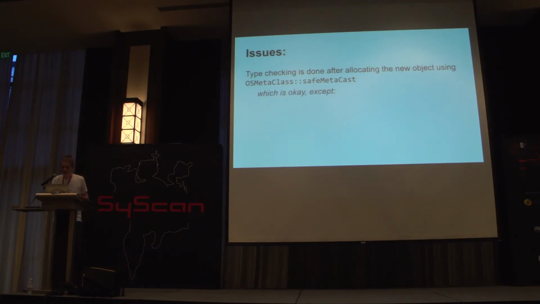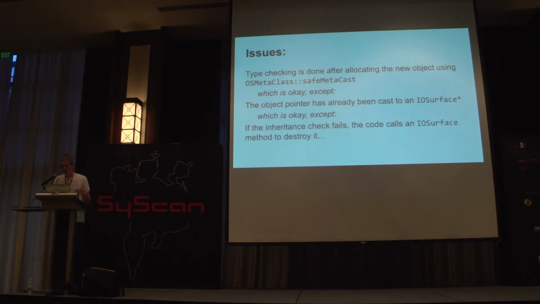That's kind of okay, there's no actual bug there, except, well, if you actually take a look at the disassembled code and work out what they must have done, what they've actually done is explicitly cast the return value of that call to the reflection API to an IO surface pointer. And remember, we've been able to specify any Iokit kernel C++ cast we want. So that's kind of okay, except you have to be really careful how you use that IO surface pointer. And what they in fact do is if the inheritance check fails, the code actually calls an IO surface virtual method to destroy it. And that's not okay.